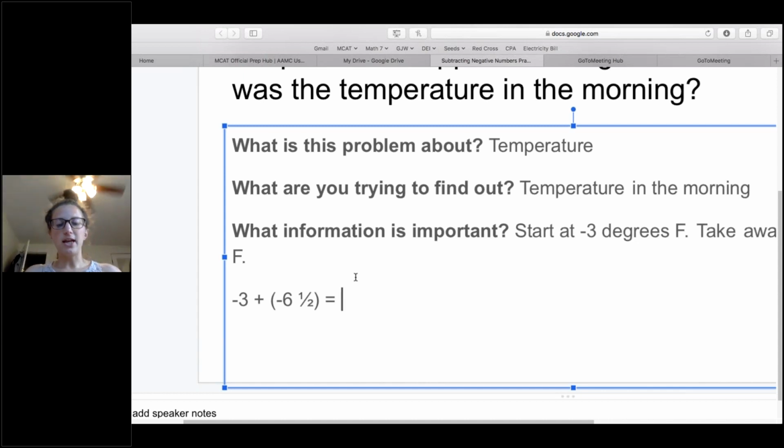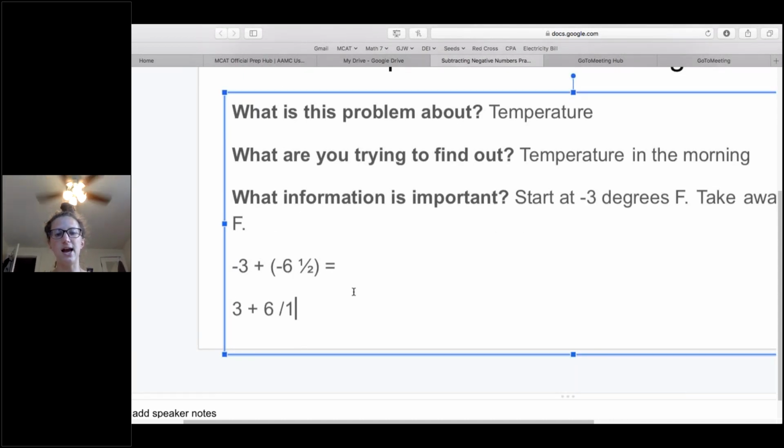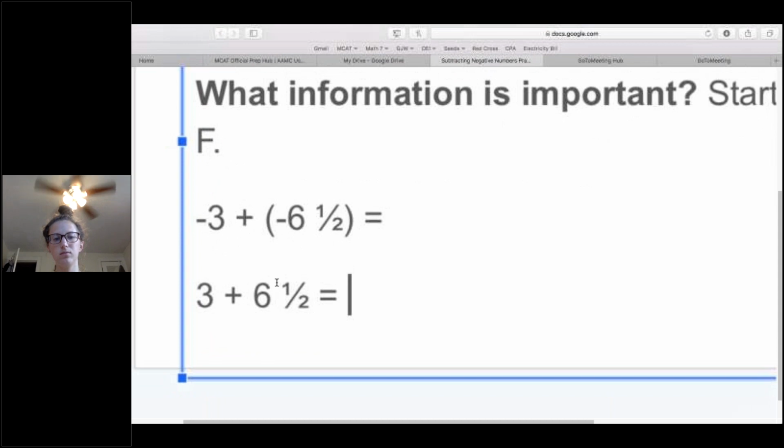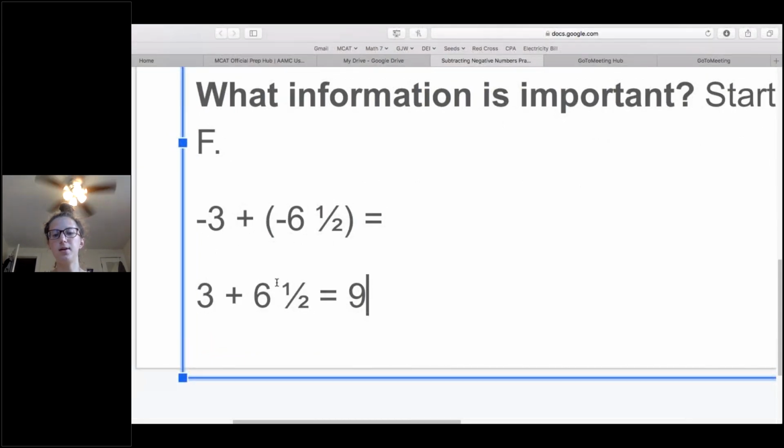So thinking way back to our additions at the beginning, as a reminder, when the signs are the same, like here, you said they're both negative. That's right. I can keep everything the same and just add the numbers as if they were both positive. So I'm going to think about this as really just 3 plus 6.5. What's 3 plus 6.5? 9.5. Awesome. So if 3 plus 6.5 is 9.5, what's negative 3 plus negative 6.5? Negative 9.5.